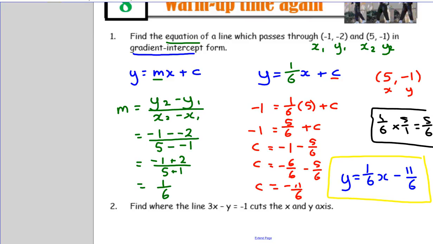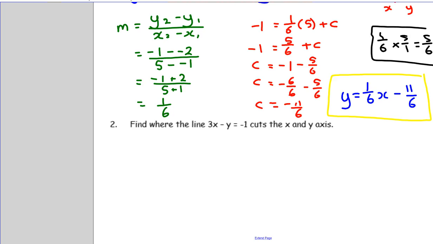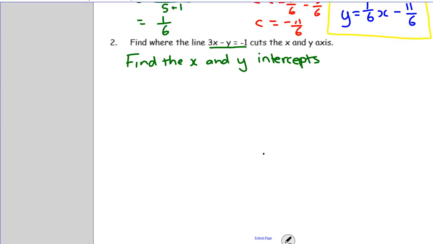Next question in the warm-up. Find where the line 3x minus y equals 1 cuts the x and y axis. So they want you to find the x and y intercepts. The way I tend to do it is I set it all up in a table, a lovely big table, with a bit more space. I set it up like this.